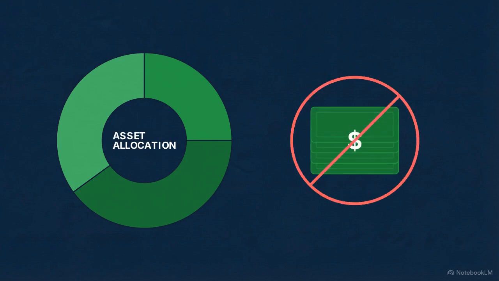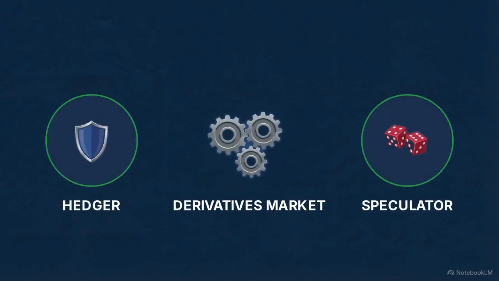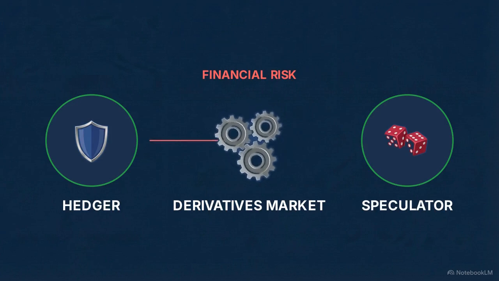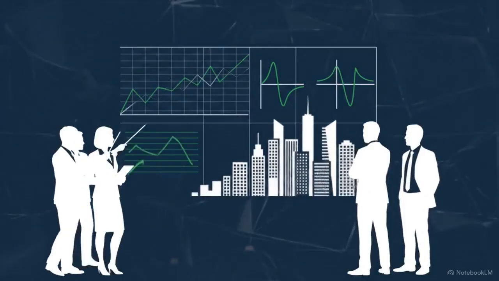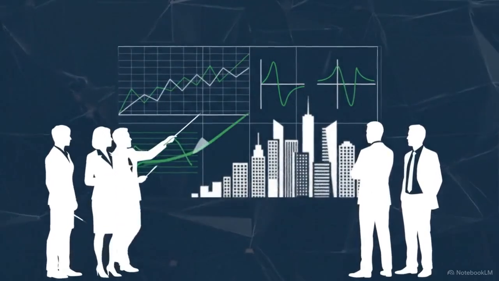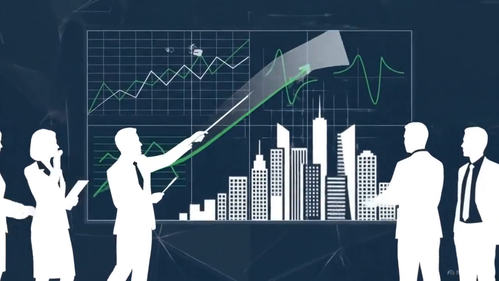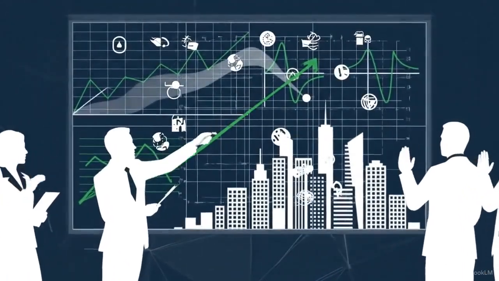This flowchart reveals the ultimate macroeconomic function of the derivatives market. It operates as an engine to transfer financial risk from those who cannot afford it, passing it through the market directly to those willing to gamble on it. Through derivatives, risk transforms from a dangerous, unavoidable hazard into a highly precise commodity that can be systematically measured, traded, and controlled.